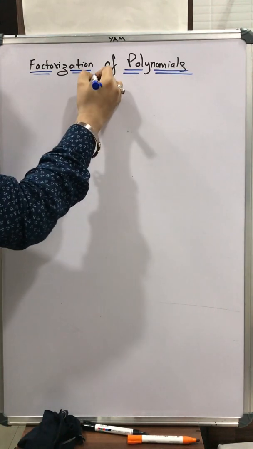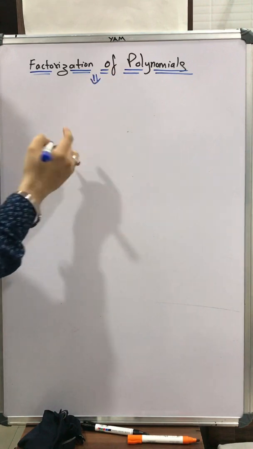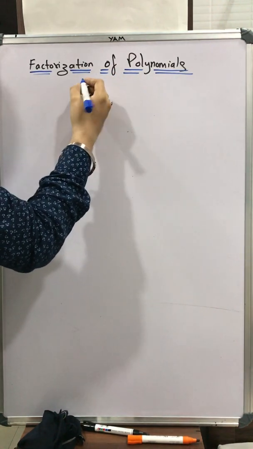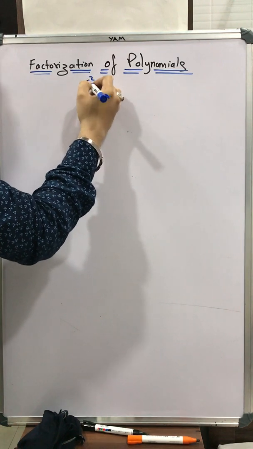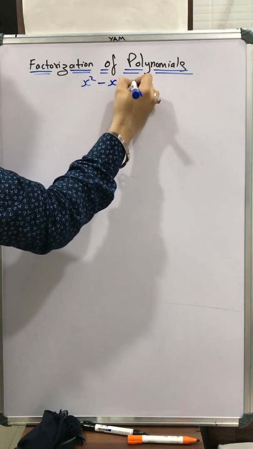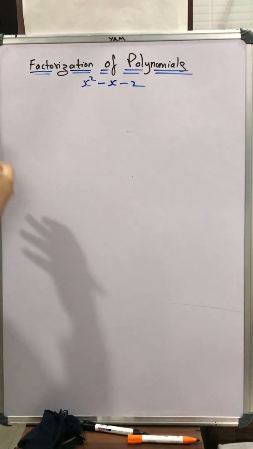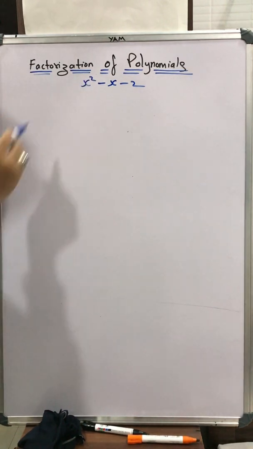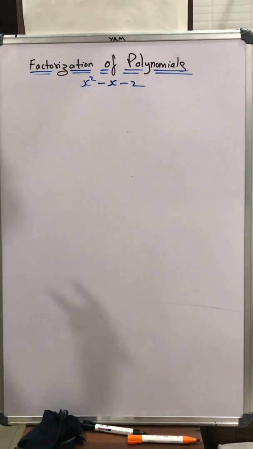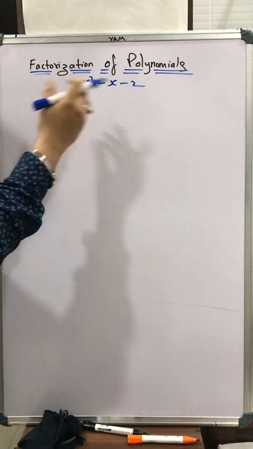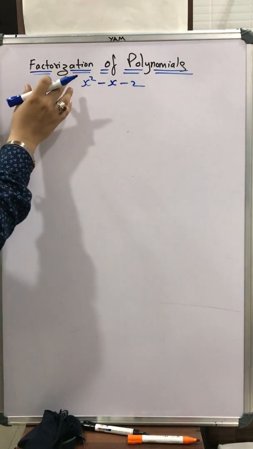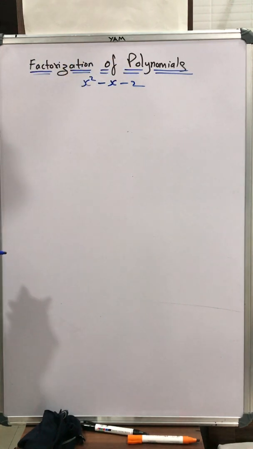In front of you, I am writing a polynomial. x square minus x minus 2. Which type of polynomial is it? It is a quadratic polynomial because the highest degree is 2. In other words, I can say it's a quadratic trinomial because there are 3 terms. But it's a polynomial. Okay, fine. I want to factorize it.